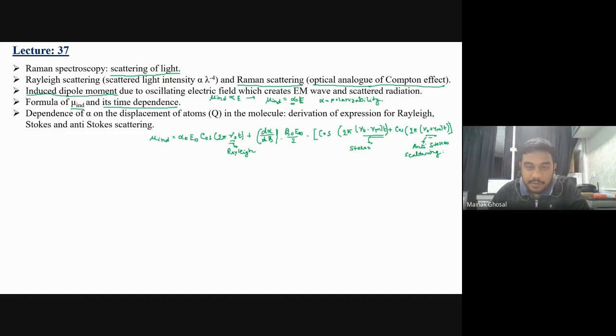So the first and foremost condition for Raman scattering is that your d alpha by dQ should be not equal to 0. If this is equal to 0, your whole game will vanish because this term will be 0. So your polarizability will change with the displacement of the atom. We'll come later to a question where this concept will be needed.